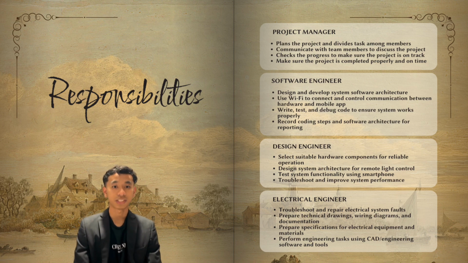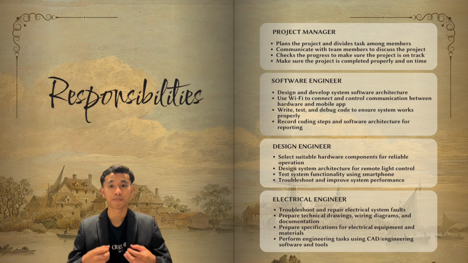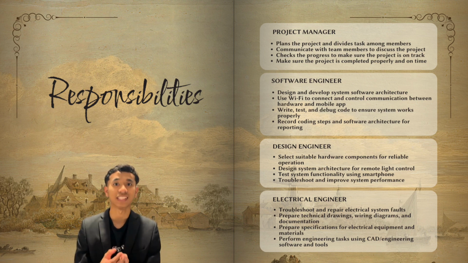Project manager responsibility. The project manager is responsible for planning the project and dividing tasks among team members. They communicate with the team to discuss project progress and solve any issues. The project manager also checks the progress regularly to ensure the project stays on track. Finally, they make sure the project is completed properly and on time.